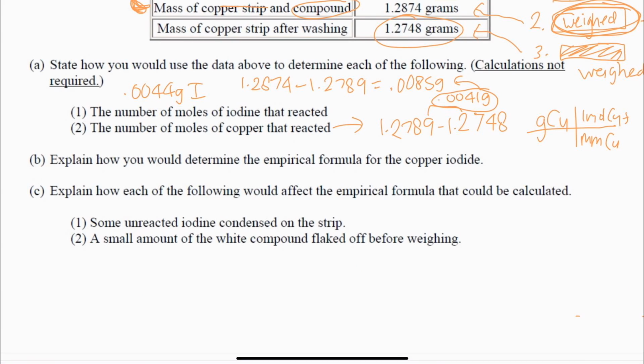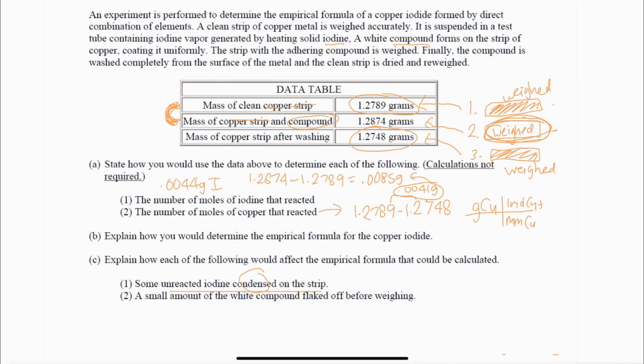Number 1 says some unreacted iodine condensed on the strip. If we did that, we're talking about condensed. That's probably from the vapor here. So that's extra iodine. So my mass of the copper strip with the compound is going to go up because it has that extra iodine. Let's say it was 1.288. What would happen to the empirical formula if that number was too big? Then I would calculate my overall iodine to be too big. That would change my empirical formula by increasing the ratio of iodine to copper in my empirical formula.